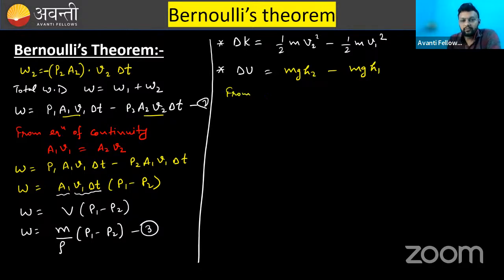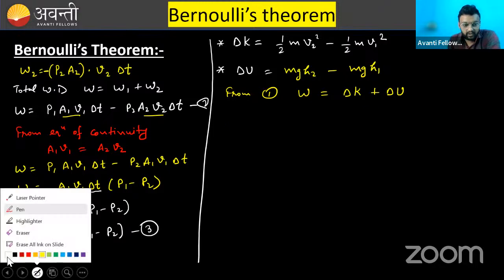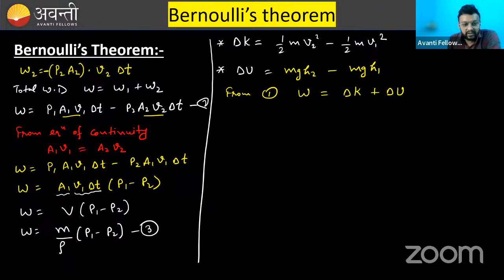From 1. What is equation number 1? Work done is equal to change in kinetic energy plus change in potential energy. I will put these values. Total work done is what? m upon rho (P1 minus P2). This is total work done.